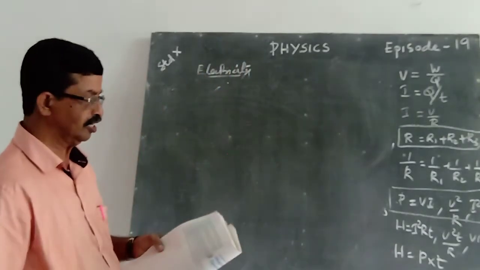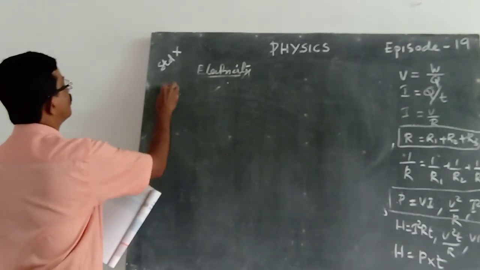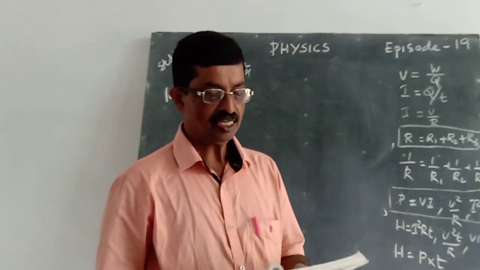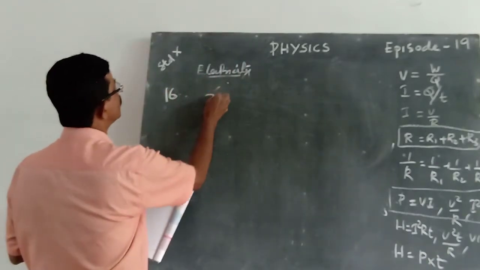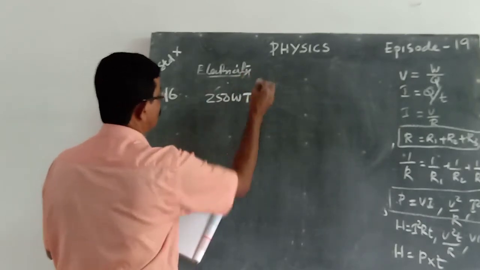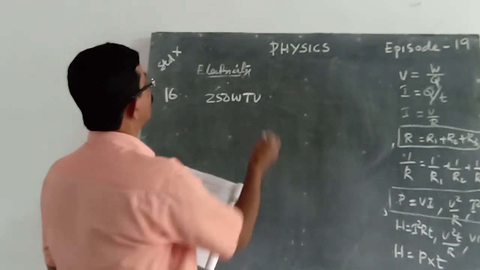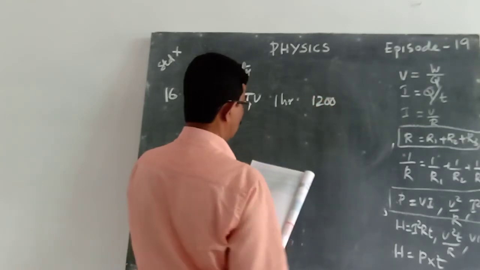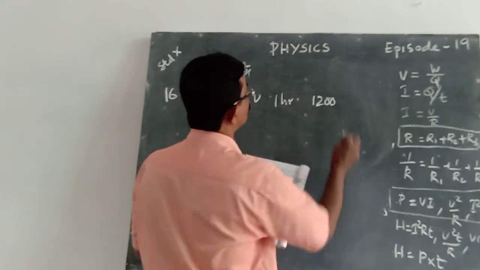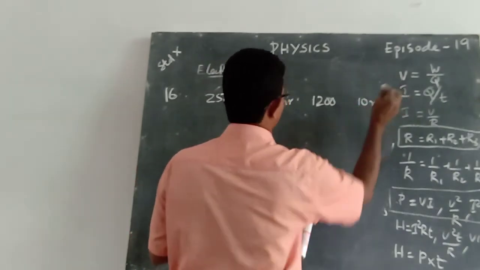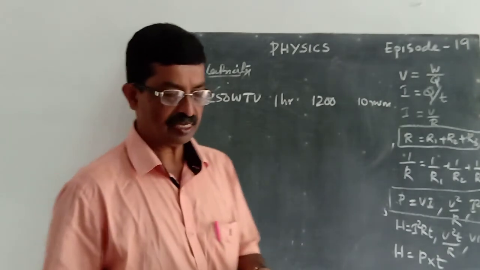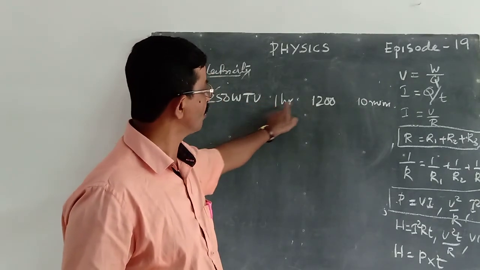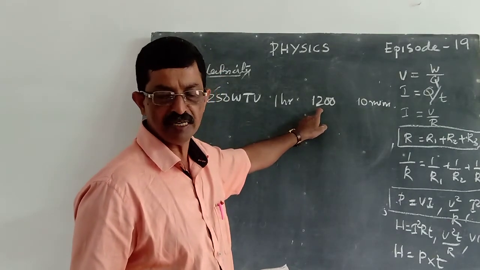Now question number 16. Which uses more energy: a 250 watt TV that works for 1 hour, or a 1200 watt toaster that works for 10 minutes?